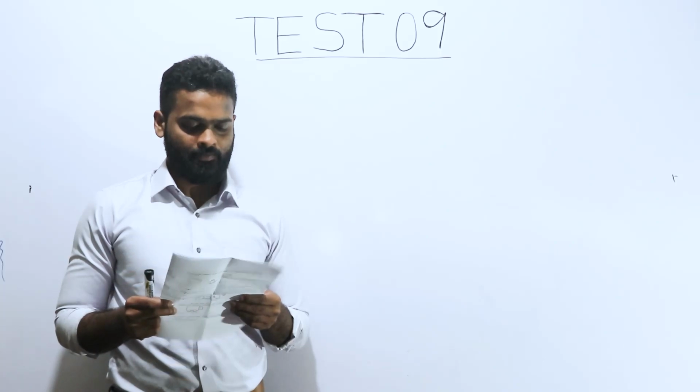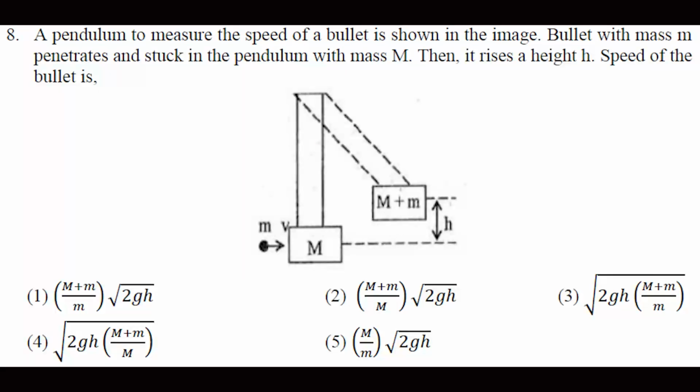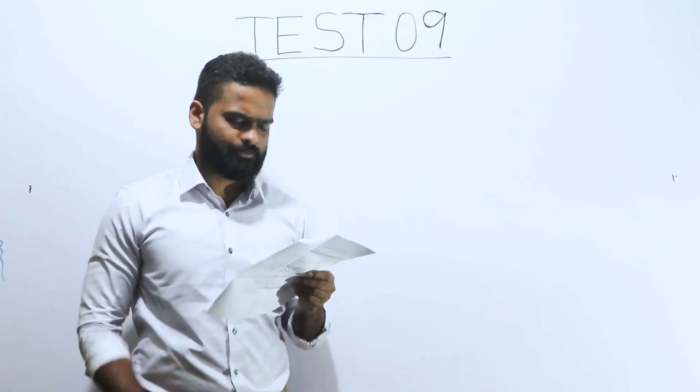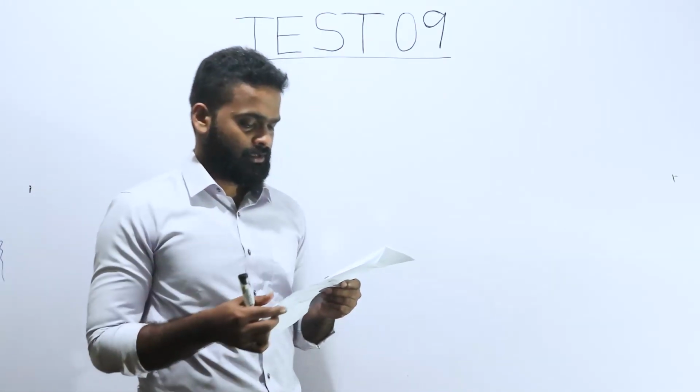8. A pendulum to measure the speed of a bullet is shown in the image. A bullet with mass m penetrates and is stuck in the pendulum with mass capital M. Then it rises to a height h. The speed of the bullet is... So the speed of the bullet is simply v. They are asking for an expression for that.